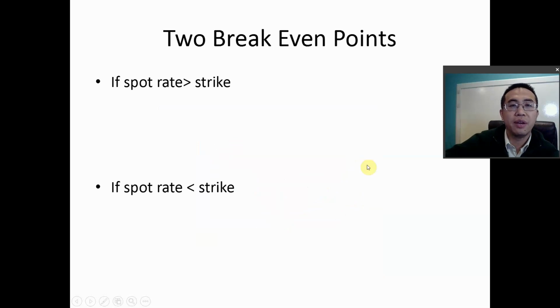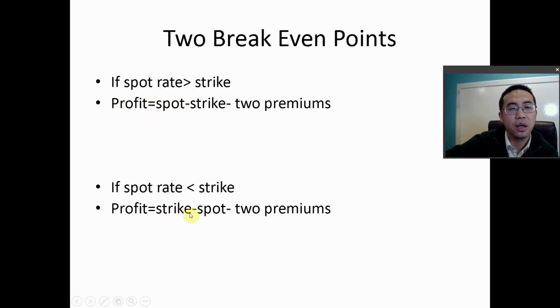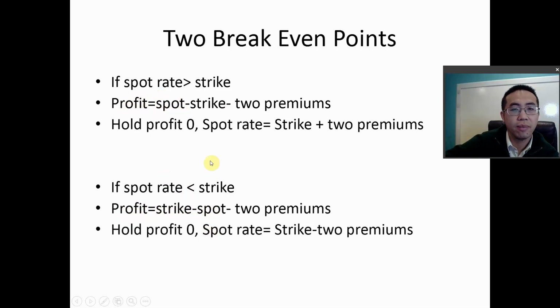And how do you solve for the break even points? So you have 2 break even points. When the spot rate gets greater than the strike, you have 1. When the spot rate is less than the strike, you have another. So you need to solve for the spot rate again when you force the profit equal to 0. So down here again, your formula for profit actually changed from spot minus strike to strike minus spot. And again, you're gonna force the profit to 0 and solve for the spot.